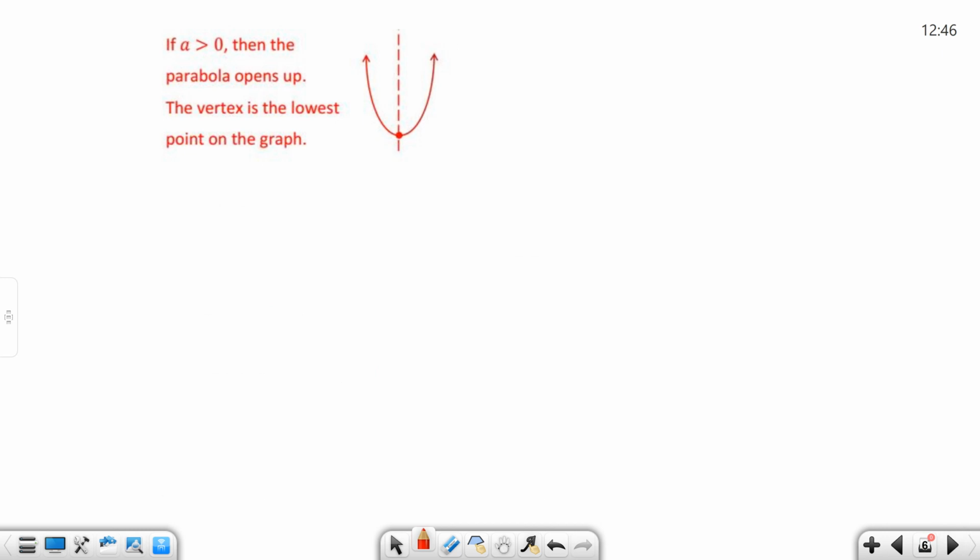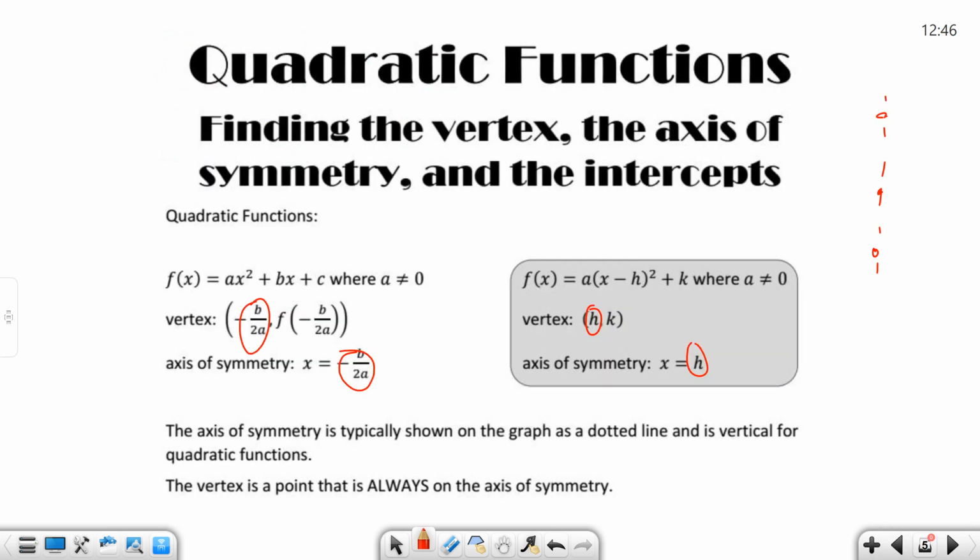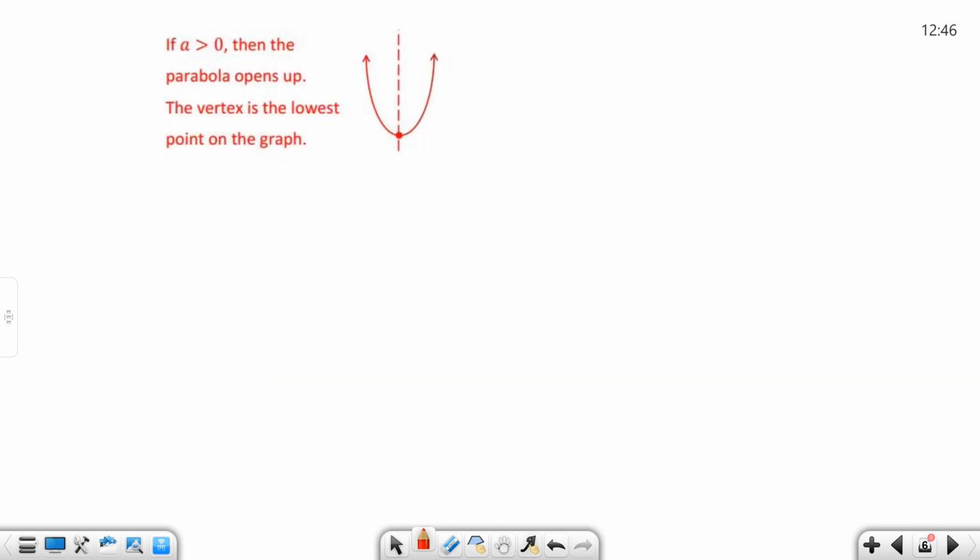So how do we know if it opens up? If a is greater than 0, right? Let's go back and look. We have a. We have a. a is greater than 0. Here's a, and here's a. Okay? So if a is greater than 0, the parabola opens up.